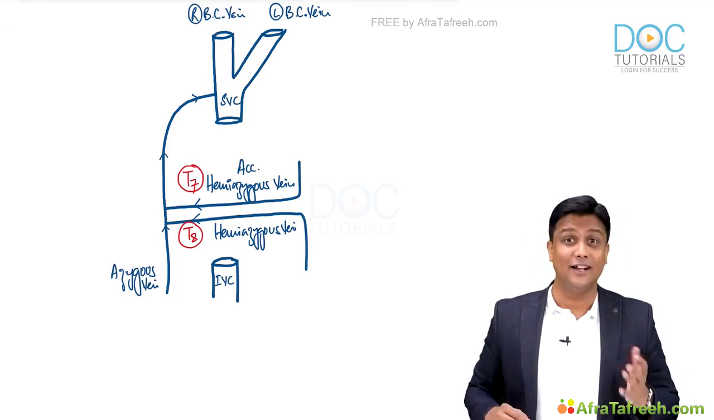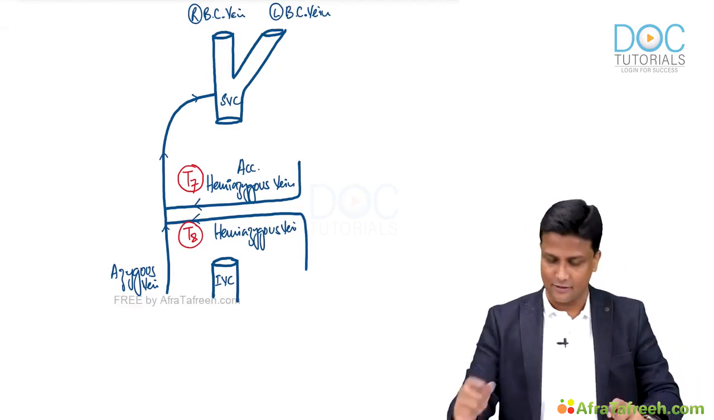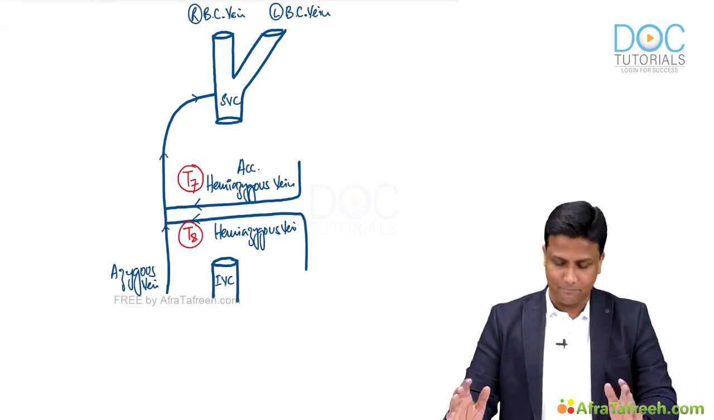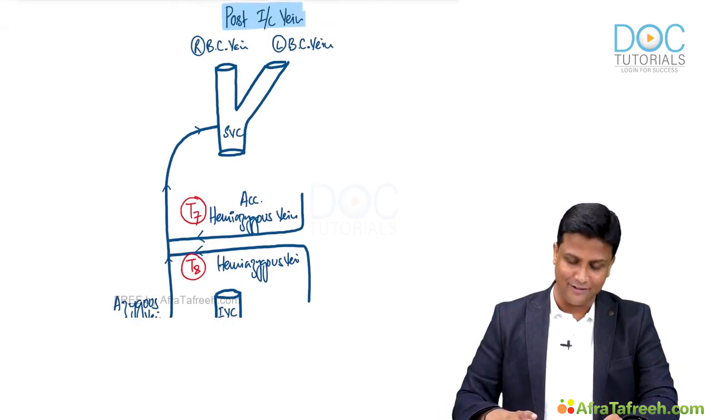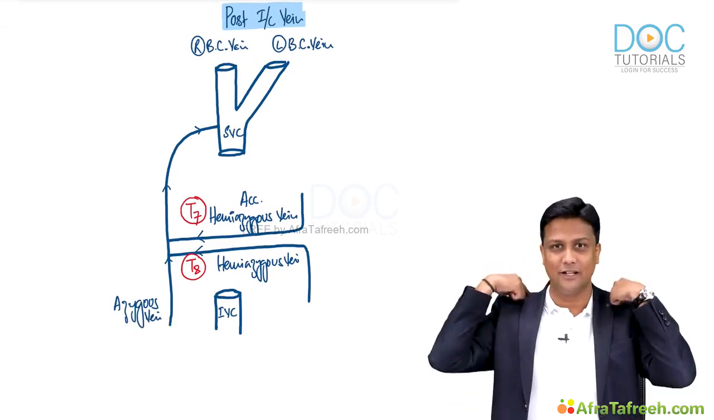So, what do you have on the left side? On the left side, yes, hemiazygous and accessory hemiazygous. Now, this is all done. Perfect. Now, what is our actual topic here? Our topic is posterior intercostal veins. Intercostal vein, the posterior one.